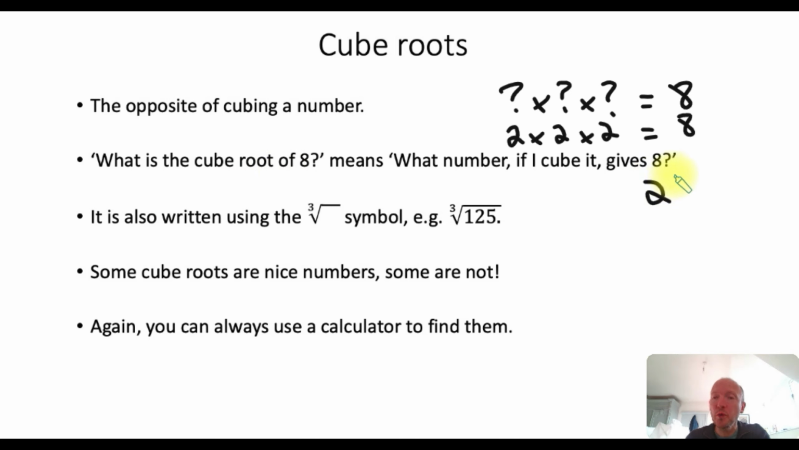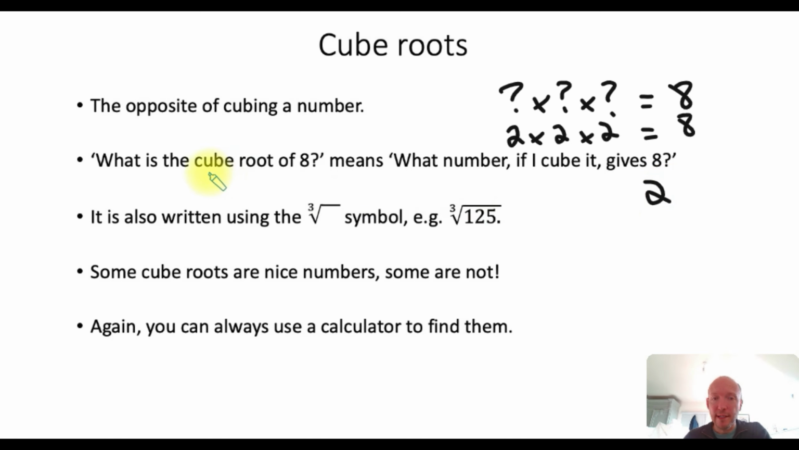By the way, it's not 2 cubed, as you often hear people say. 2 cubed is the number 8, which is not what we're looking for. We're looking for the number which, when you cube it, gives us 8. So if you look here again, 2 times 2 times 2 is 8. So the answer is just 2.